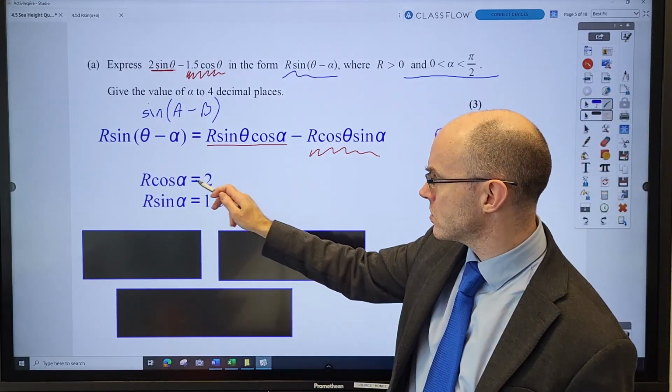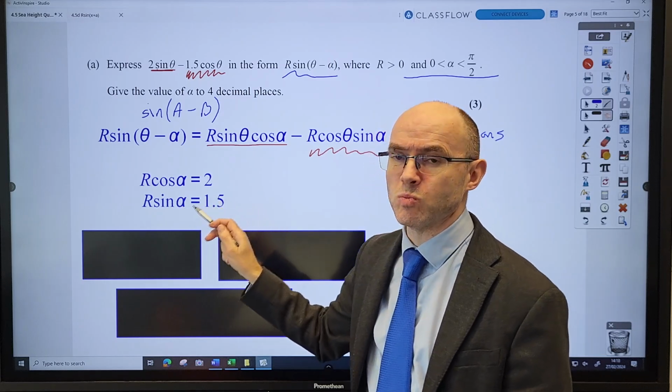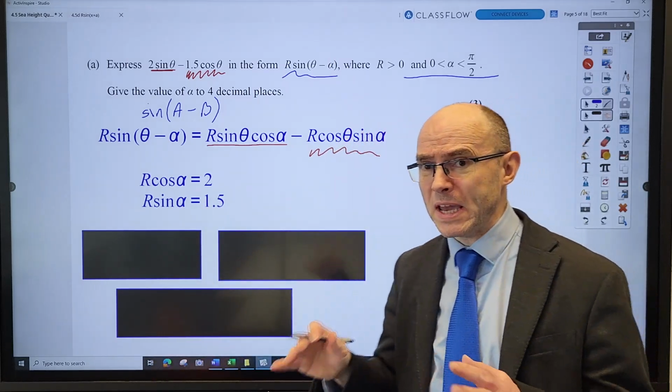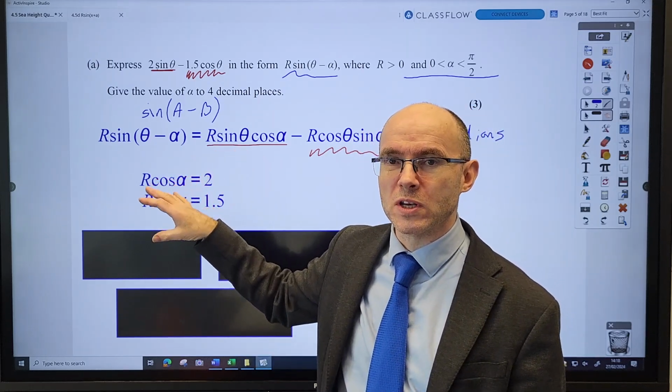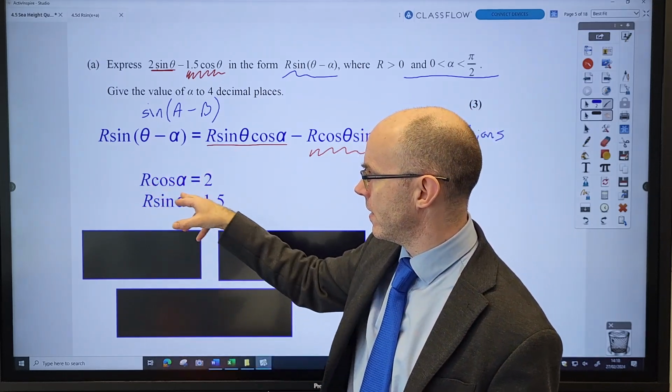As I said, r cos alpha is 2, r sine alpha equals 1.5. You may not even see that in the mark scheme, but that's essential working as far as you're concerned to get the values of r and alpha.